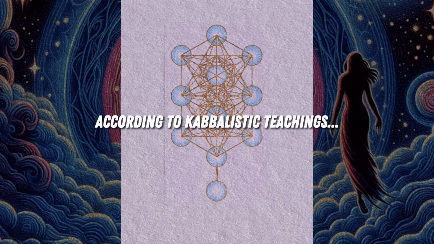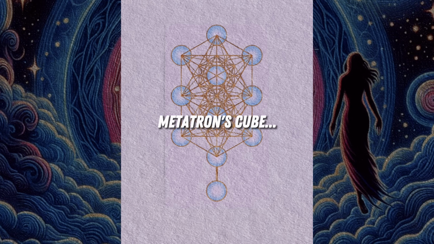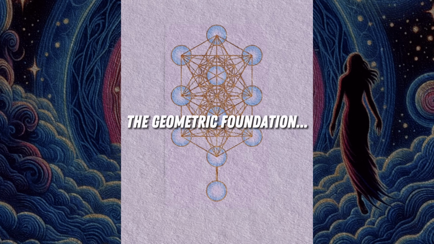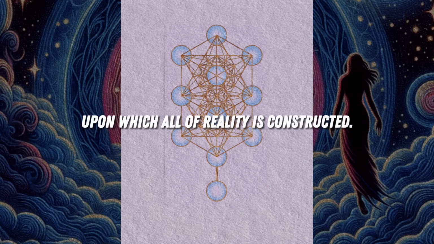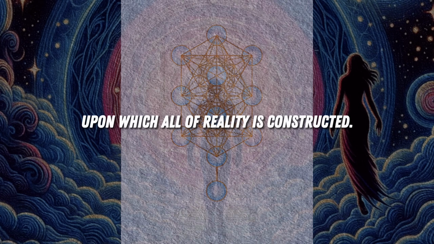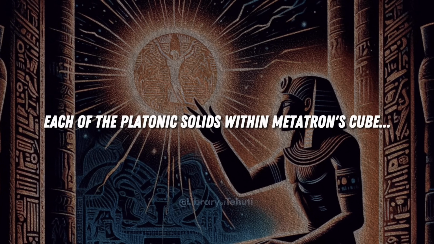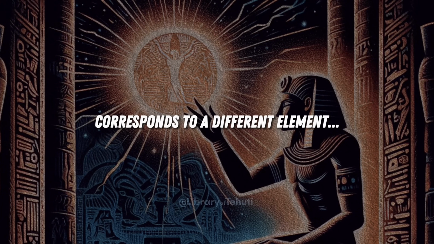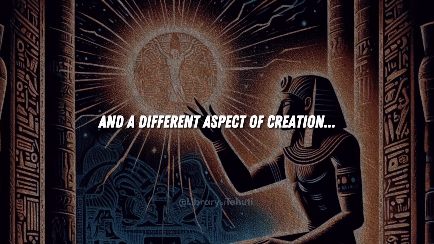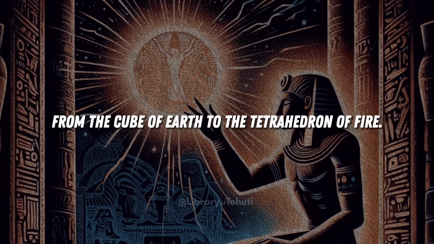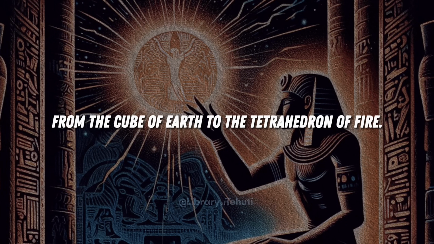According to Kabbalistic teachings, Metatron's Cube represents the divine blueprint for creation, the geometric foundation upon which all of reality is constructed. Each of the Platonic solids within Metatron's Cube corresponds to a different element and a different aspect of creation, from the cube of earth to the tetrahedron of fire.